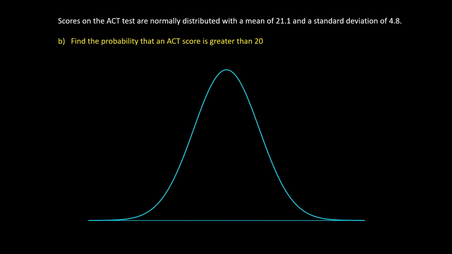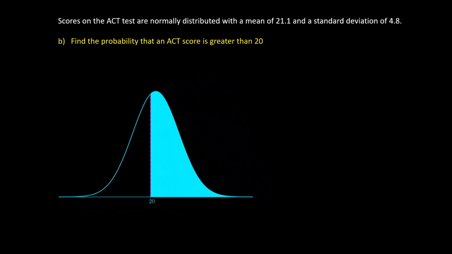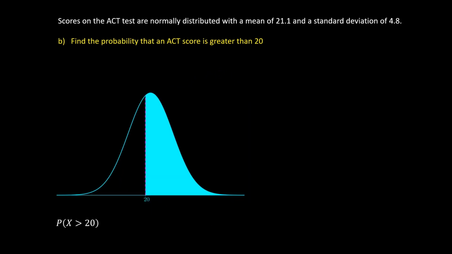Let's draw the normal curve again and label it. We'll draw the boundary at 20. So, do we shade the left side or the right side? You guessed it, we shade the right side. Using probability notation, we write P of x greater than 20.